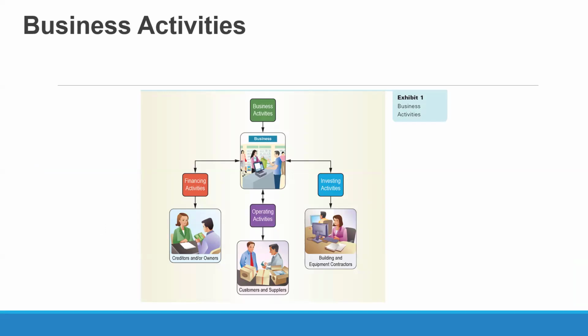Business activities. There's three kinds of business activities: financing, operating, and investing. Operating is going to be the majority of activities in a business. You think the day-to-day. So for Southwest, operating activities would be buying gas for their planes, paying the pilots, paying the flight attendants, all that kind of thing.